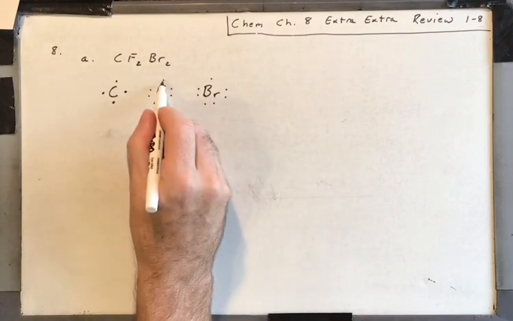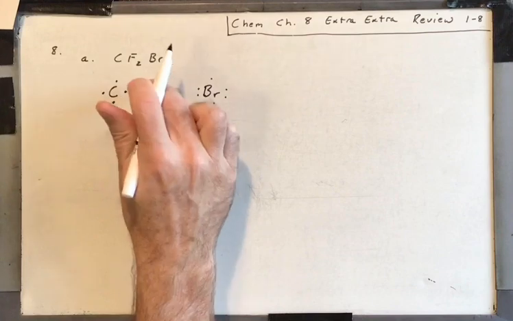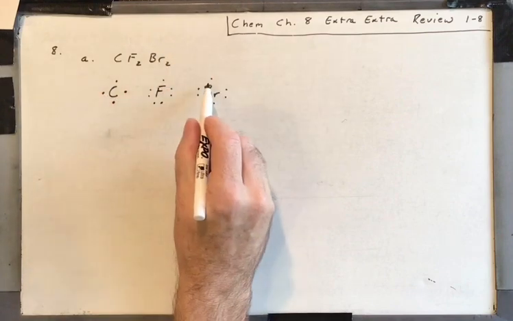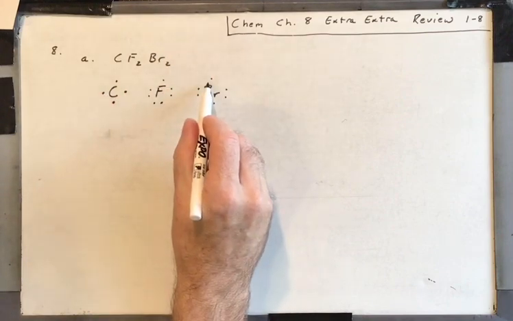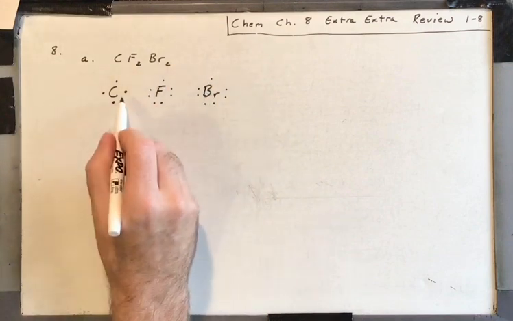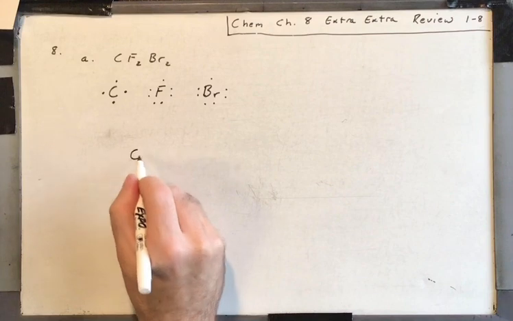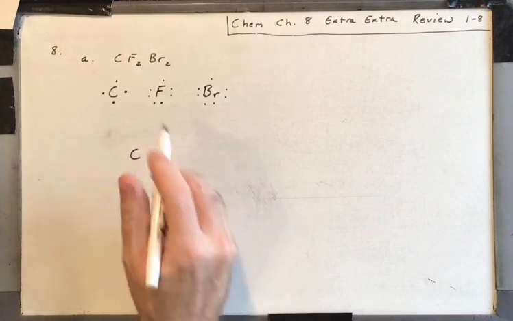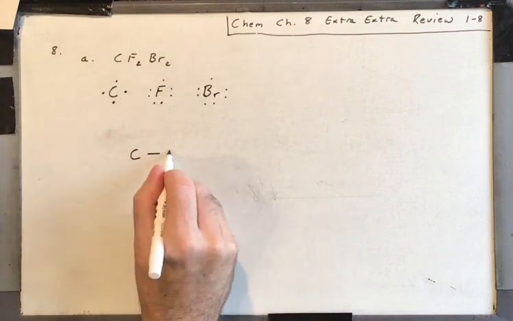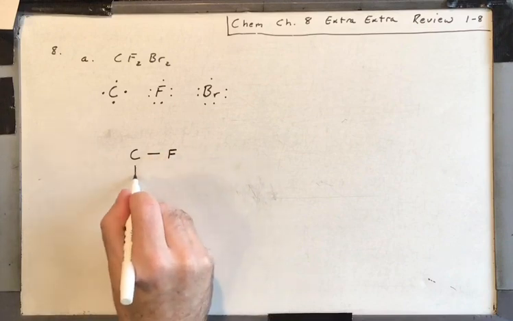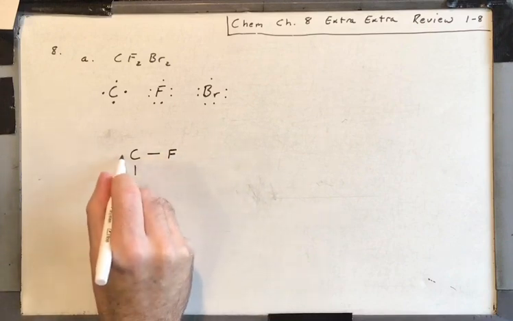So fluorine can take a single bond. It only has 1 open slot. Bromine can take a single bond. It only has 1 open slot, but there's 2 of each. The atom with the most unpaired electrons, that's carbon, goes in the center. Carbon's always going to go into the center. So we would have something like this.